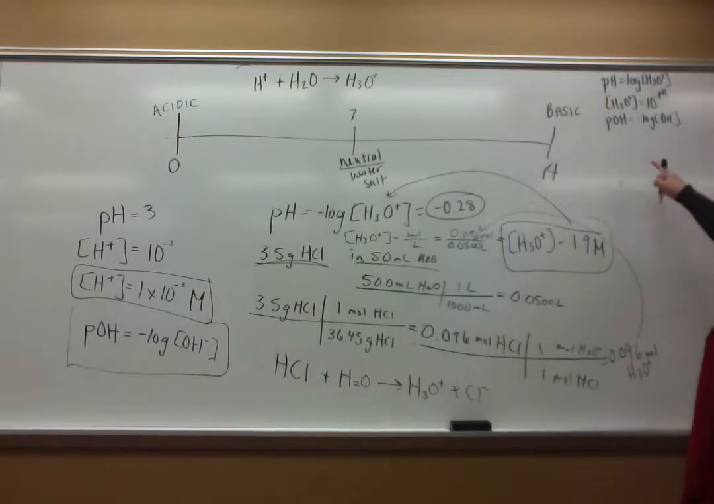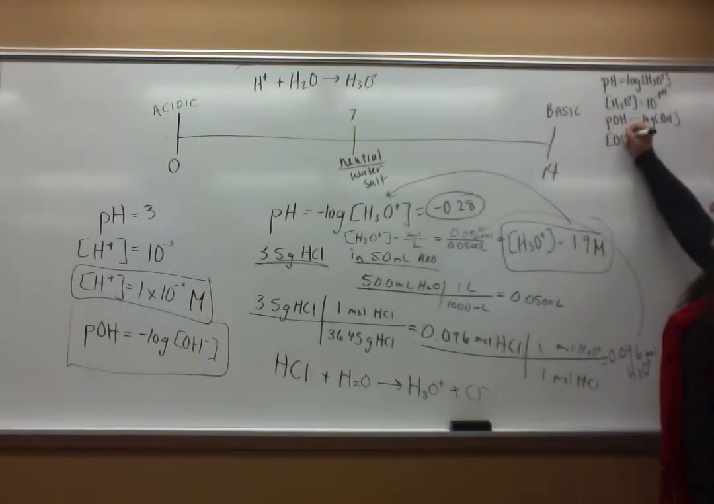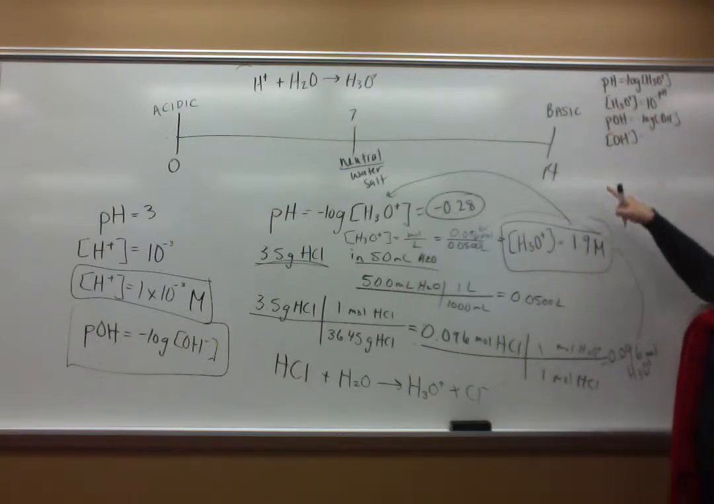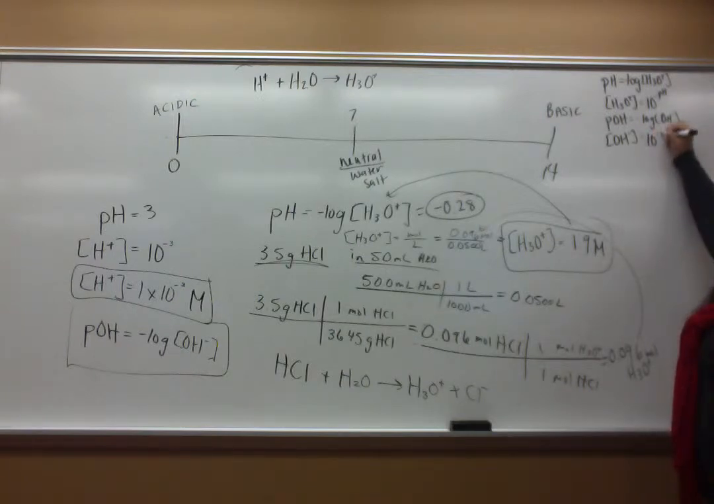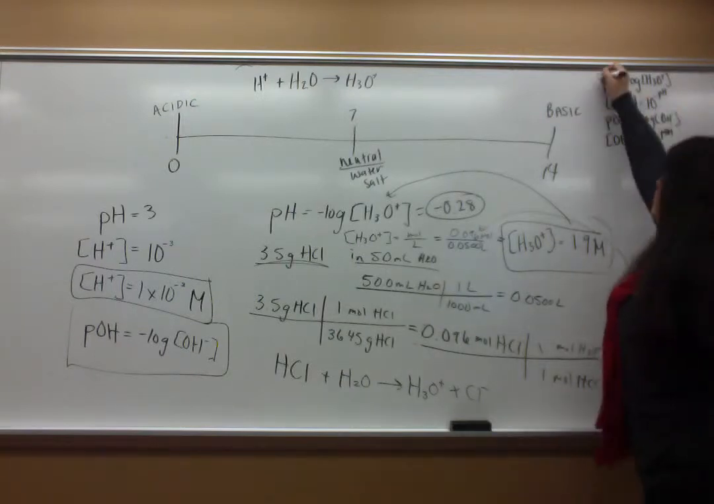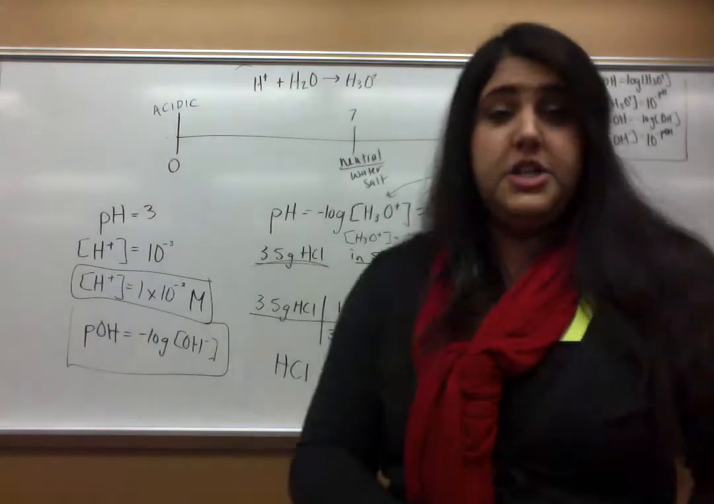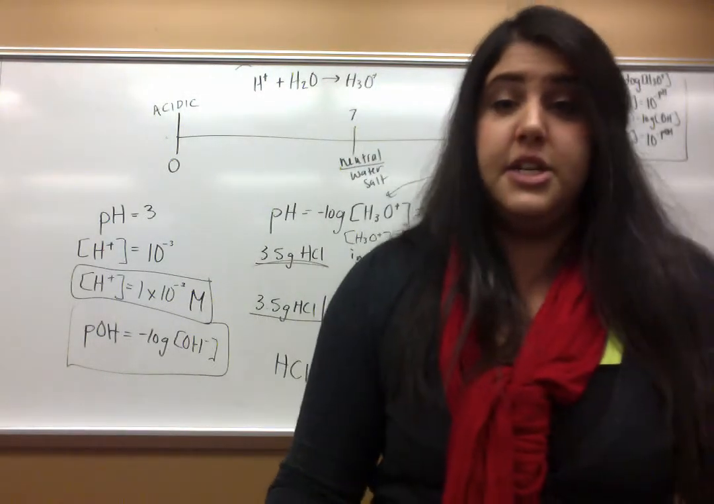And when I'm looking to solve for concentration of hydroxide, I should remember that up here I was able to take 10 to the negative pH to solve for H3O plus. I should now be able to take 10 to the negative pOH to solve for concentration of hydroxide. So those are 4 equations that we are definitely going to need to know.